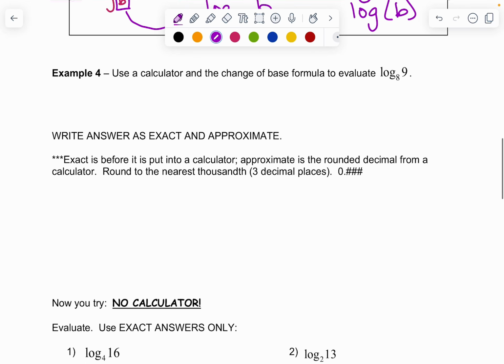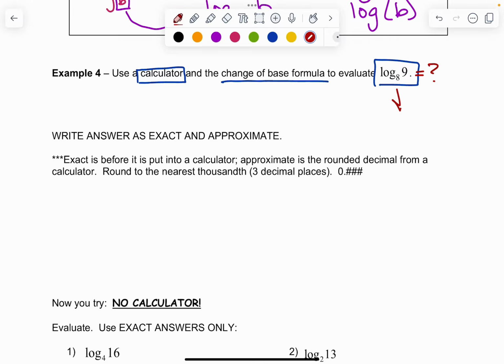So for this one, I'll let you practice it a little bit. Hopefully you're in class and can grab a calculator. If not, try it when you get back to class. It says use a calculator and the change of base formula to evaluate log base 8 of 9. We're trying to figure out what this equals. If we were crossing it, we'd have 8 to the some power equals 9. That's not a common square, cube, whatever, power. So that's why we would like to use change of base.